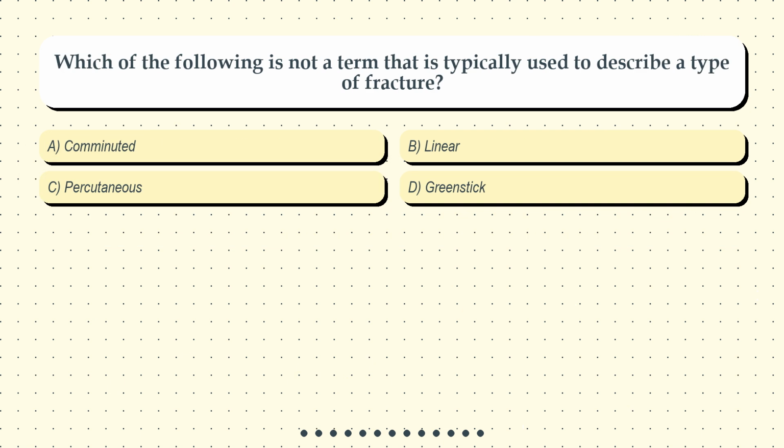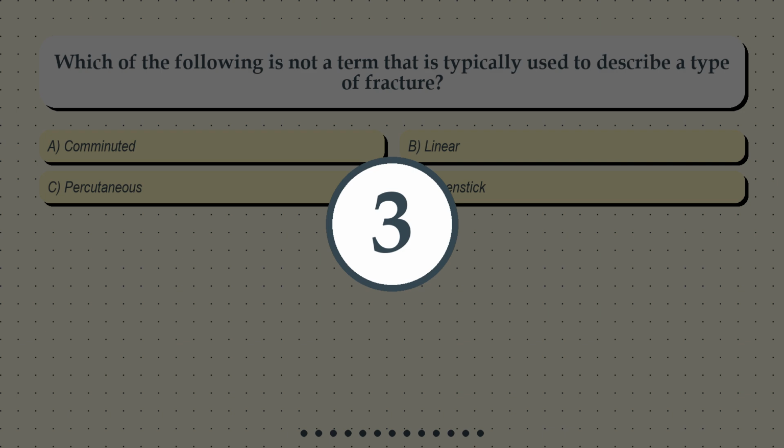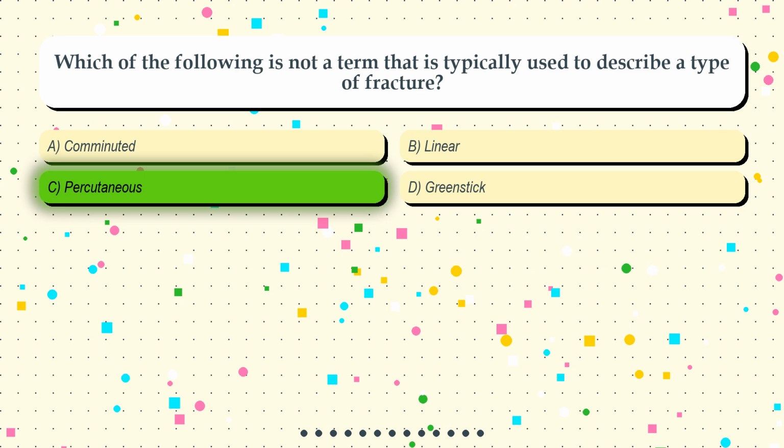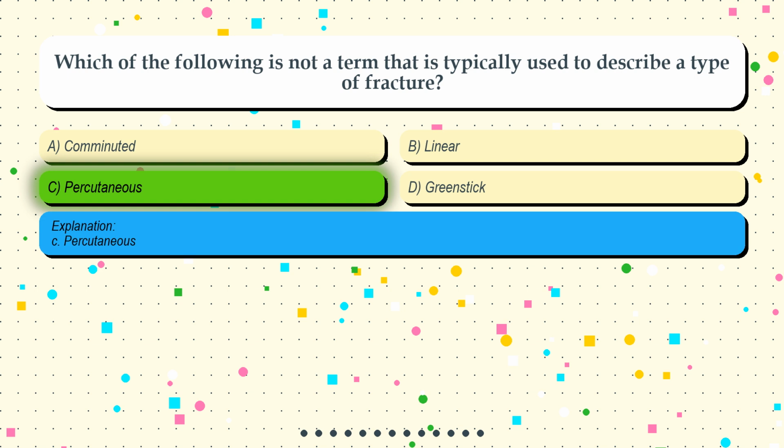Question 13. Which of the following is not a term that is typically used to describe a type of fracture? Option A, comminuted. Option B, linear. Option C, percutaneous. Option D, greenstick. The correct answer is option C, percutaneous. C, percutaneous.